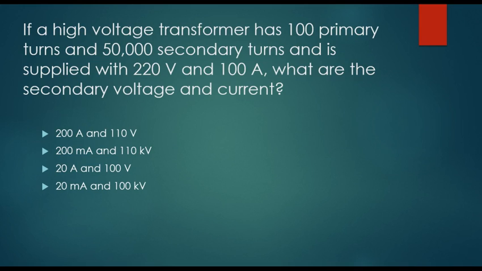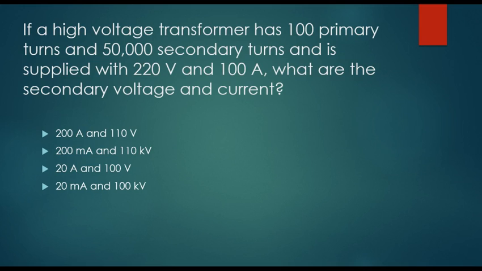Now, here's another registry question. If a high voltage transformer has 100 primary turns and 50,000 secondary turns and is supplied with 220 volts and 100 amps, what are the secondary voltage and current? Sometimes they'll ask you these kind of questions where you have to figure out the voltage and the current in order to be able to make a correct selection.